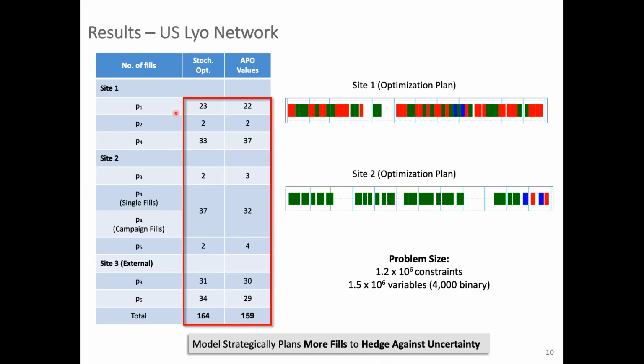For example, the model recommends to have 23 fills of product P1 at site 1 compared to the APO plan of 22 fills. It recommends lower fills of product P4 at the first site, but higher number of fills at the second site. The higher number of fills is recommended in order to hedge against the uncertainties of low yield, high demand, and fill losses due to an unplanned downtime. Just to note, this is a very large problem involving millions of constraints and millions of variables, of which 4,000 variables are the binary decisions.